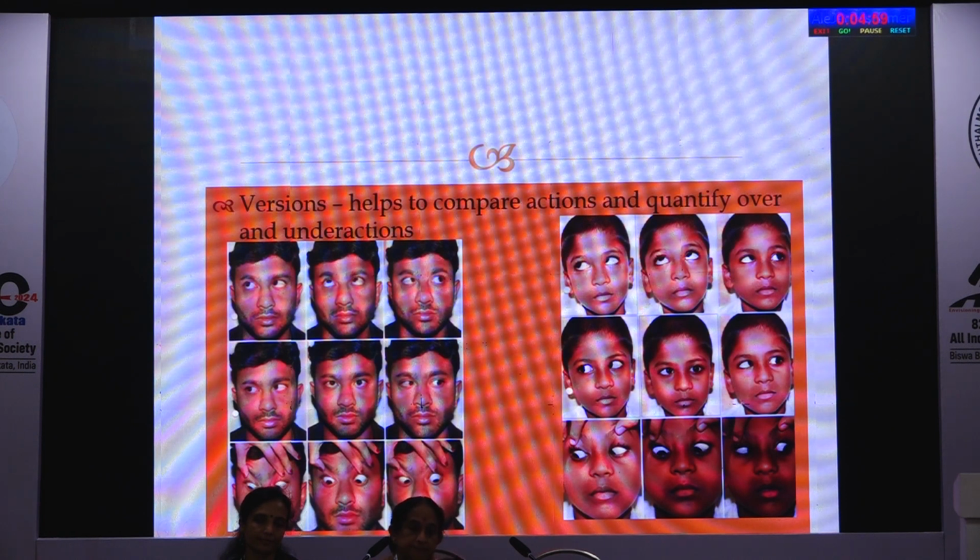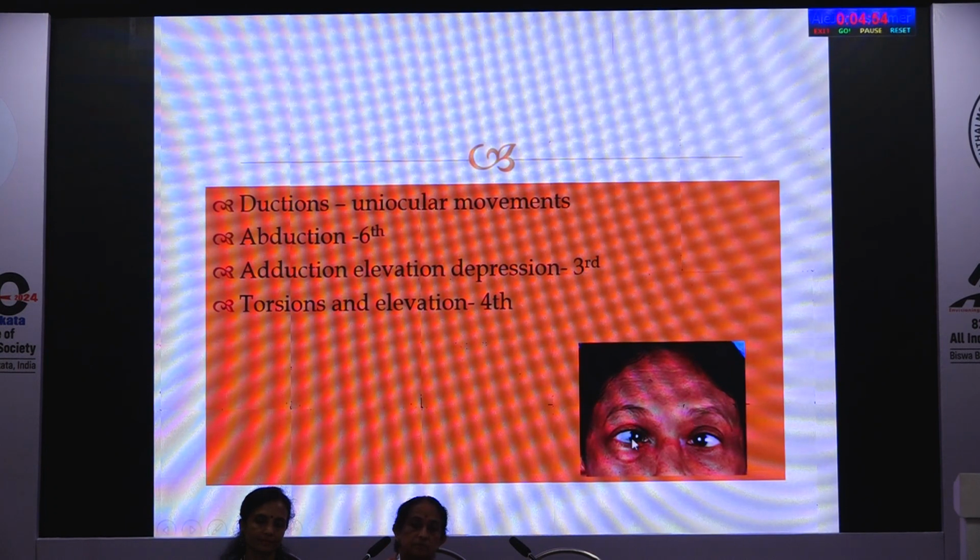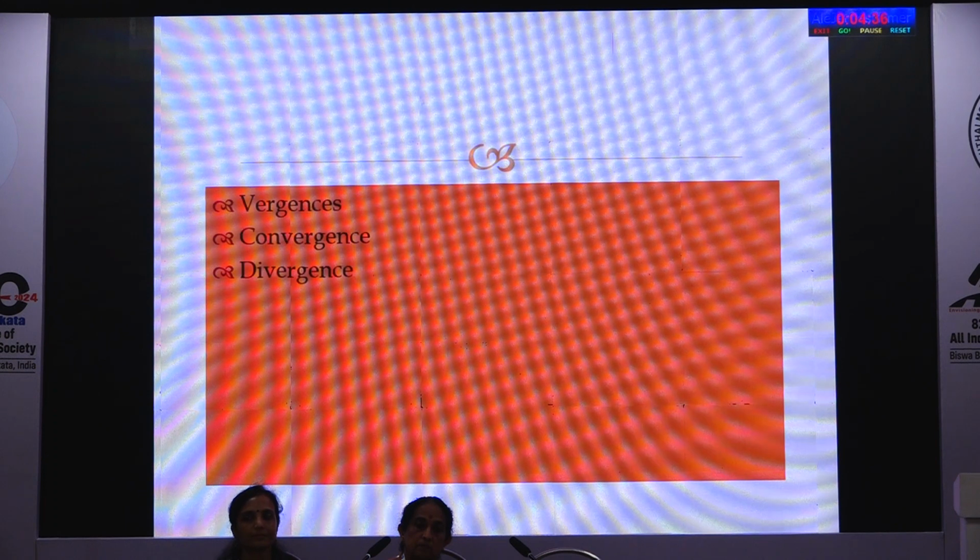Now ductions are obviously uniocular movements, and significant changes are very obvious. Here you can see a very significant limitation of abduction, which is obviously due to an abducens palsy. So in such cases you can get an immediate diagnosis just by assessing the duction. Third nerve palsy usually affects adduction, elevation and depression, and fourth nerve affects torsions. And vergences: convergence insufficiency and convergence problems, which is yet another cause that I missed in the earlier comitant part, are problems that can cause double vision.